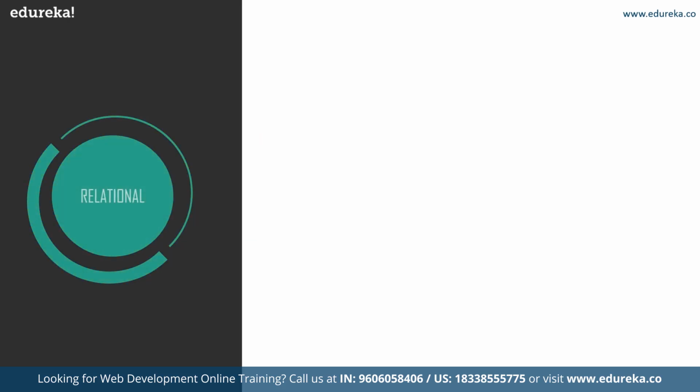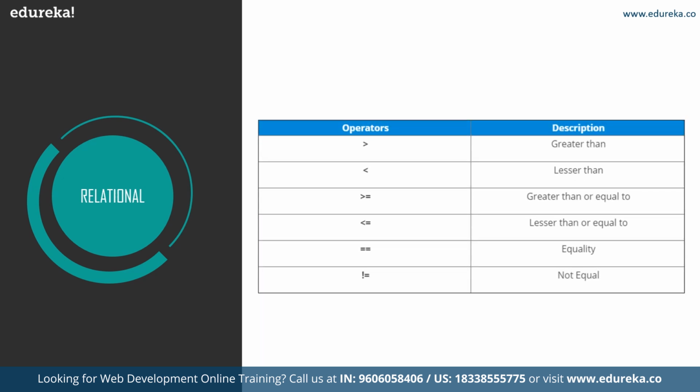Now the next operator is the relational operators. So the first one is the greater than operator, then we have lesser than, then greater than or equal to, then lesser than or equal to, then equality, which is double equal, then not equal. Now these are all relational operators. These are actually used to compare different values, whether they're greater than, equal to, or not equal to each other.